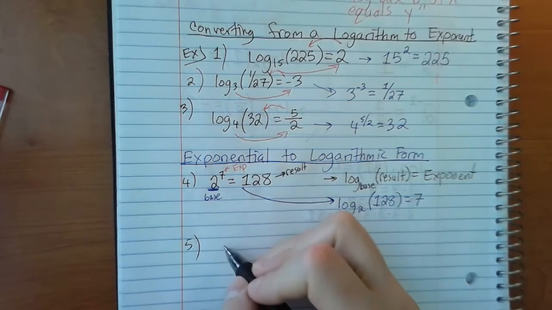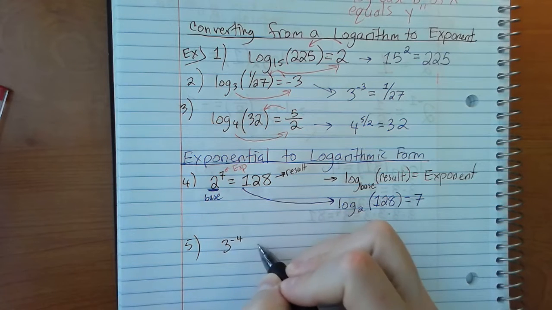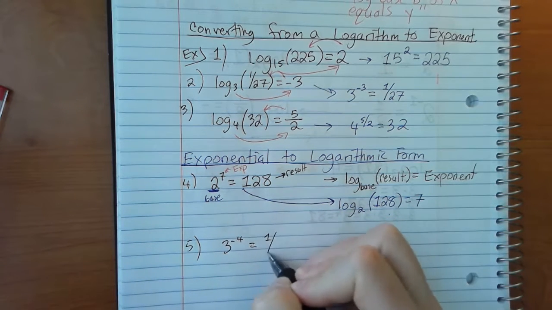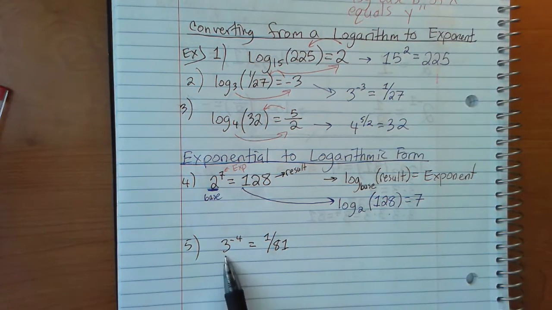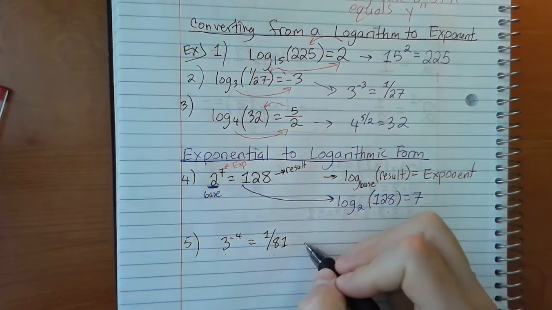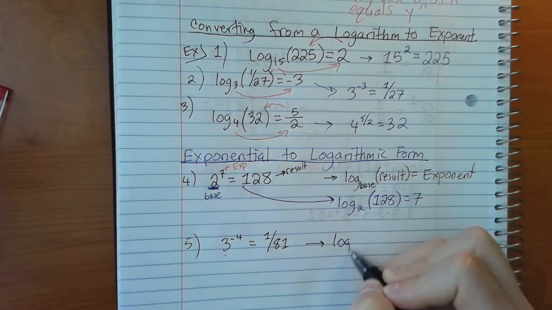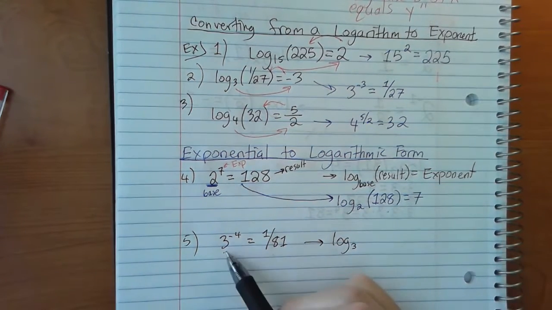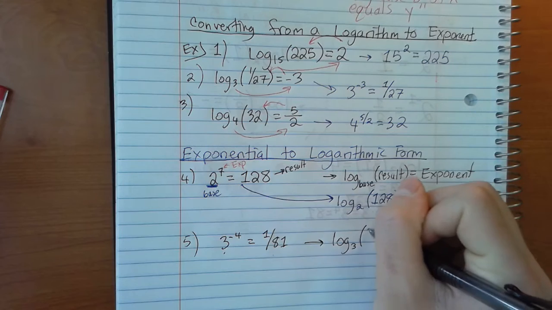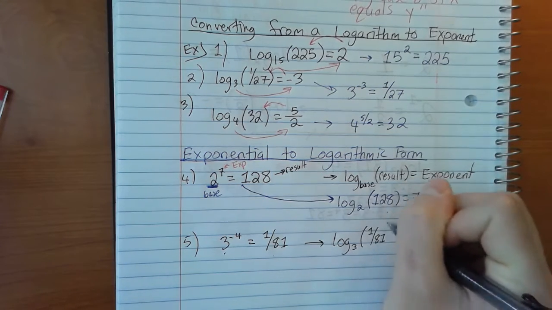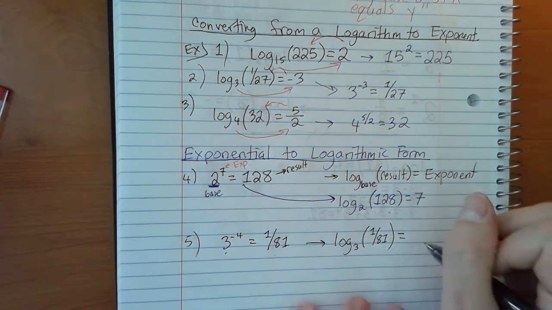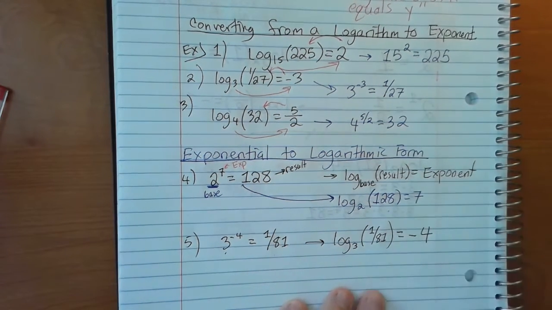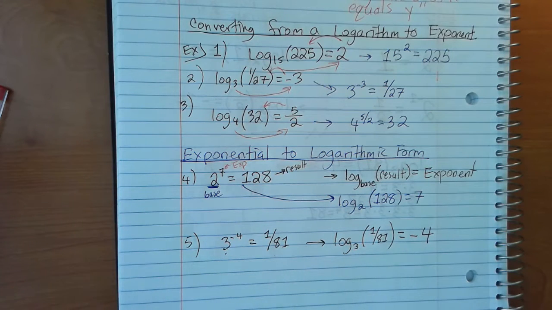For the fifth example, we would have 3 to the negative 4 equals 1 over 81. So we know that 3 is the base, 1 over 81 is the result, and negative 4 is the exponent. So we have log base 3, the base at the bottom, of our result, and always remember that the answer to a logarithm is an exponent. So it would be negative 4 as a result there.